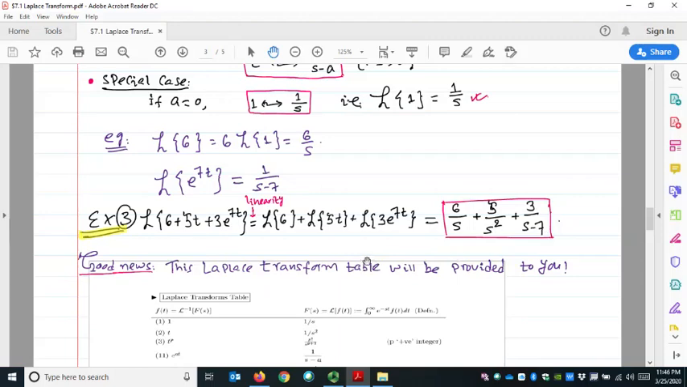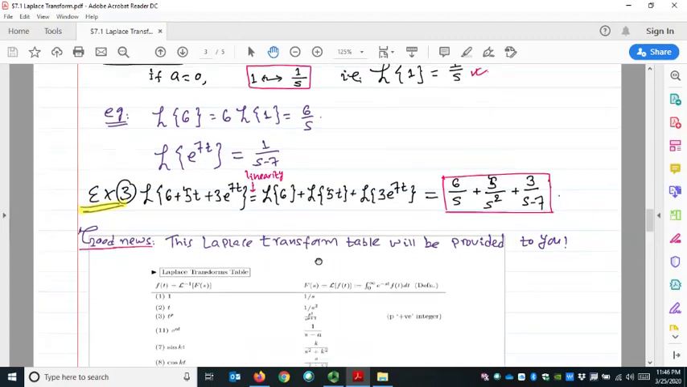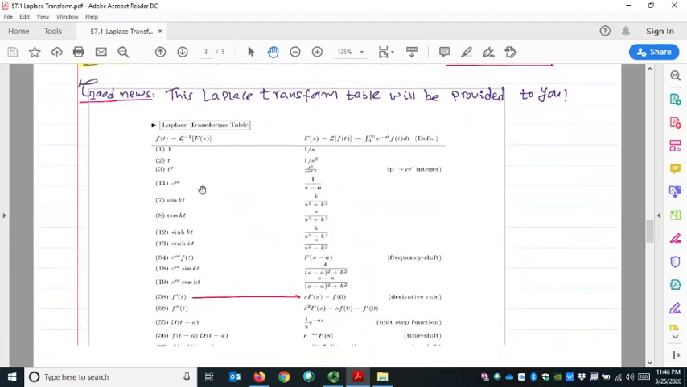Now I have good news for you. You don't need to compute the Laplace transform of the functions using these improper integrals. The Laplace transform table will be provided to you. I'll also provide this Laplace transform table on the exam and quizzes. So let me talk about this Laplace transform table. The left side is given as a function of t, and the right side is given as a function of s. When you apply the Laplace transform to the left side, this gives us the corresponding right side.